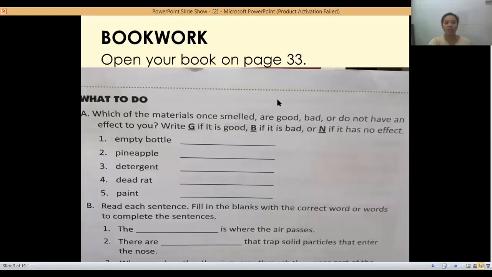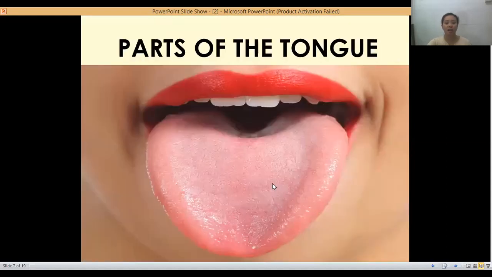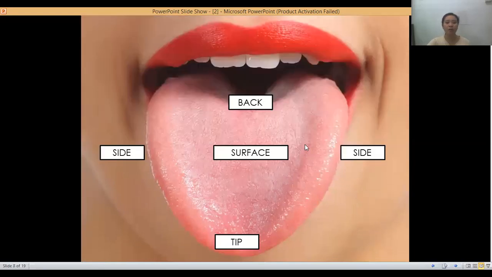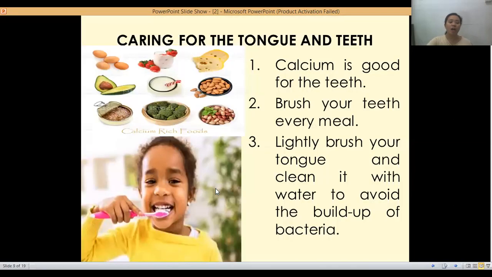Now, let's go to our tongue. Okay? Tongue. So the parts of our tongue are the sides, the tip, back, and surface. And the rough surface is covered with taste buds. And these taste buds are the parts that really taste the food. Now, how to take care of your tongue?